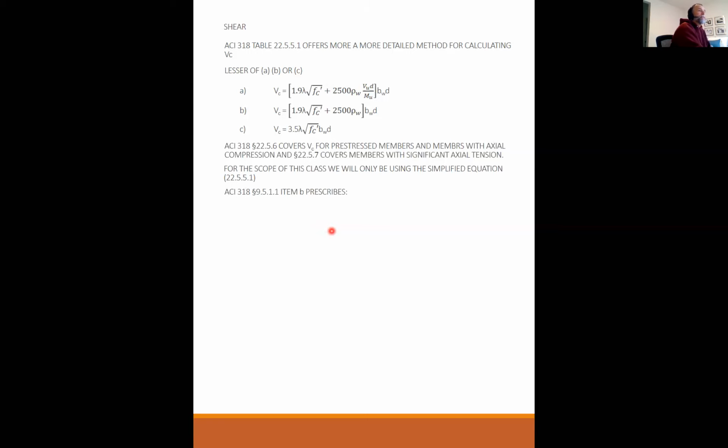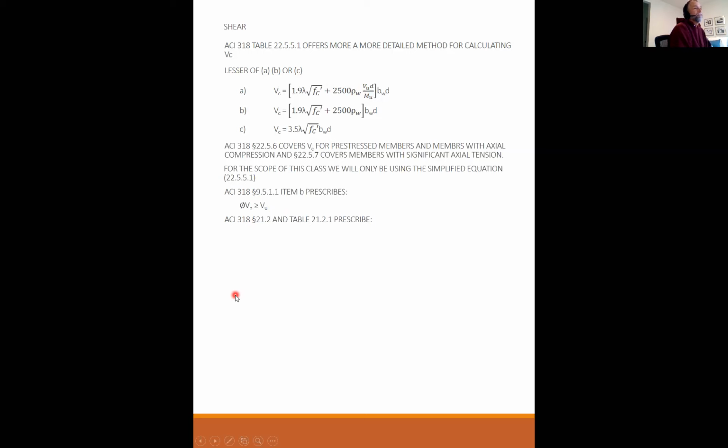ACI section 9.5.1.1 item B prescribes that phi Vn has to always be greater than Vu. Okay, here's your flag, here's your tip-off. When you're doing shear questions on homeworks or exams, you're not done with that problem until you prove to me that phi Vn is greater than Vu. Same as phi Mn and Mu.